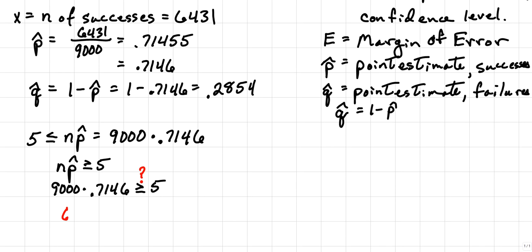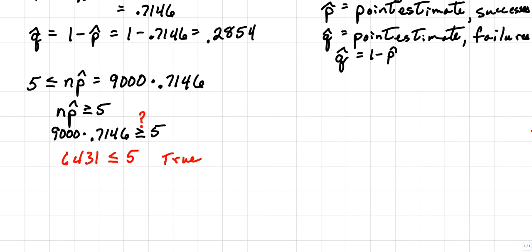So 6,431 is greater than or equal to 5. This is a true statement, so we can use the approximation of the normal distribution for P hat, but we also want to do it for Q hat too. And we're going to do the exact same thing.